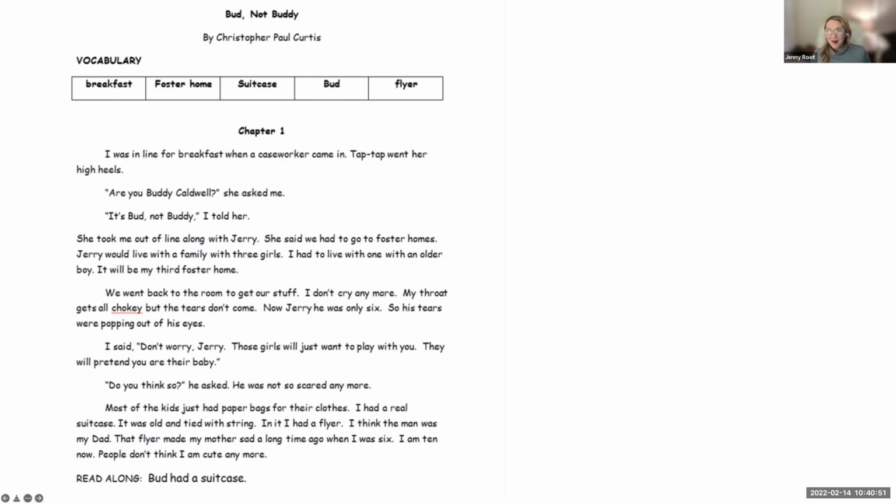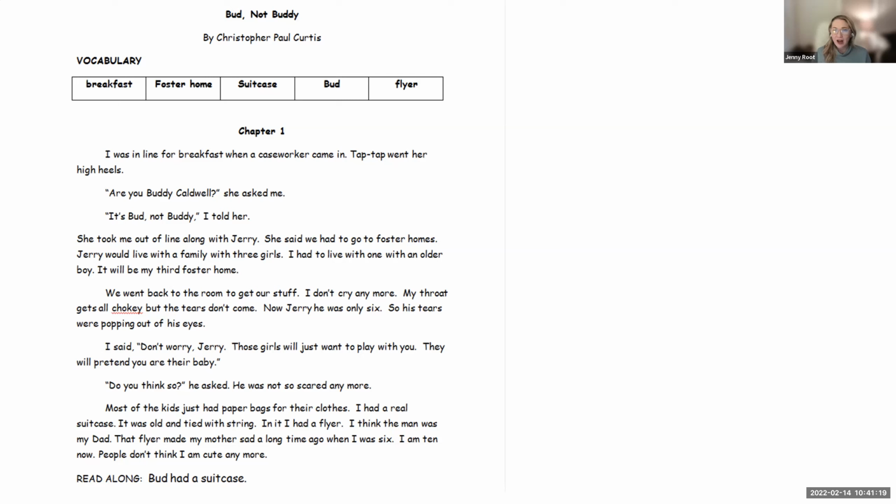Okay, so now that you've seen a couple examples, I'd like for you to pause. Let me give instructions and then pause this. So this is an excerpt from chapter 1, an adapted version of Bud, Not Buddy. And you can see here the vocabulary at the top. So they have identified breakfast, foster home, suitcase, bud, and flyer.